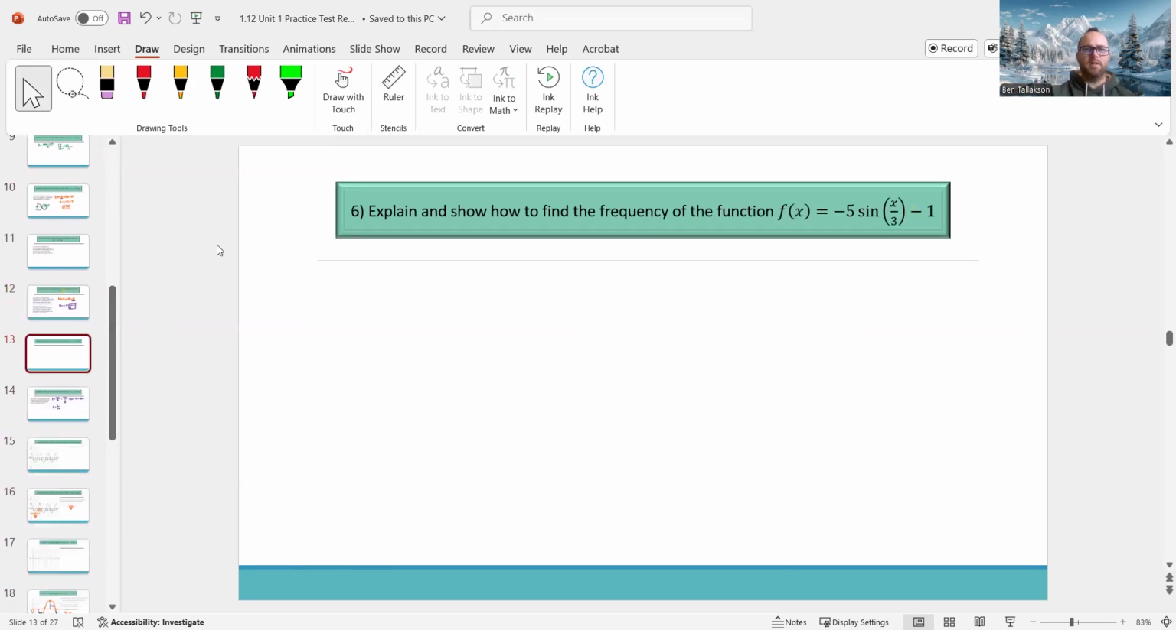And last but not least, number 6, explain and show how to find the frequency of the function. Frequency is something you do or don't see in the function. Because we see amplitude, we see midline, and we see B, but we don't see F. How do we find it?